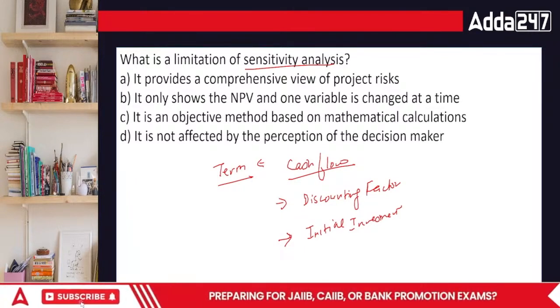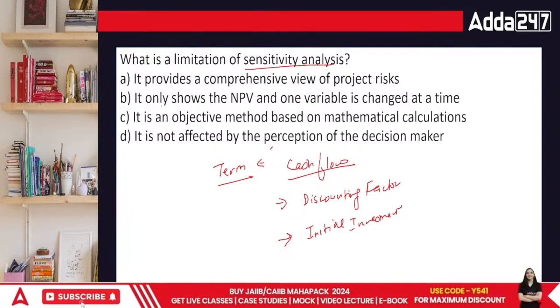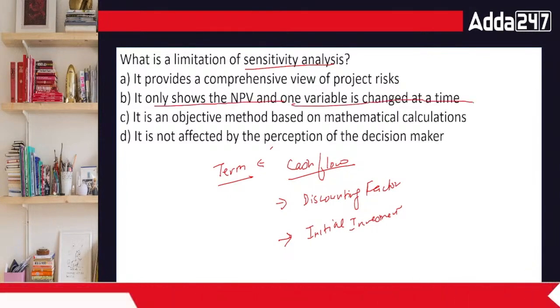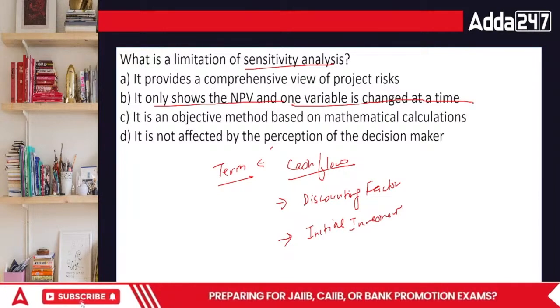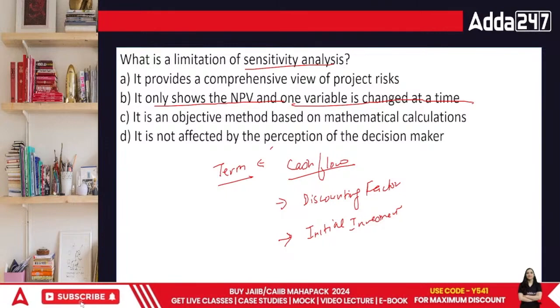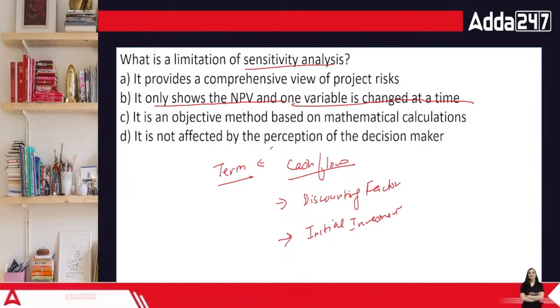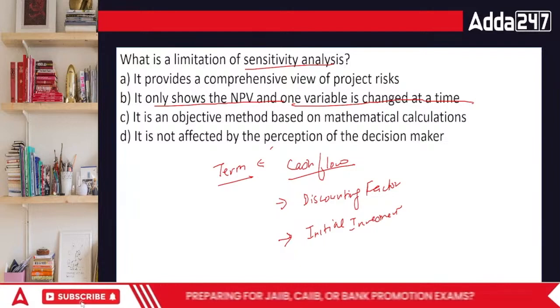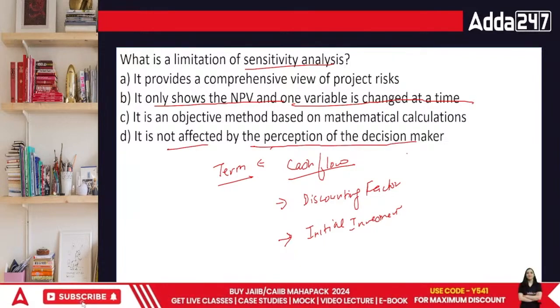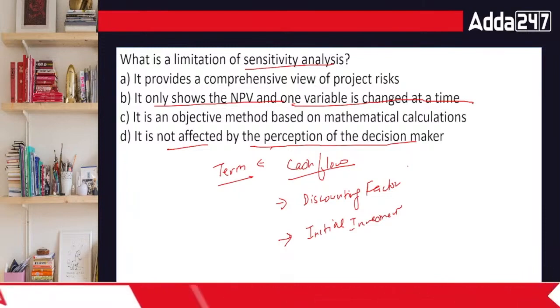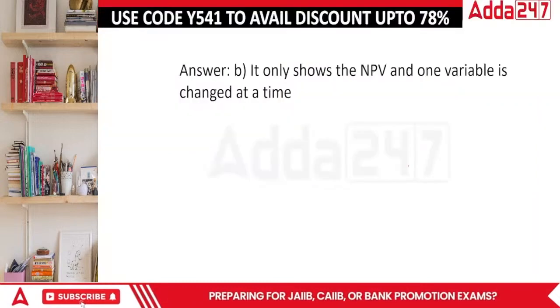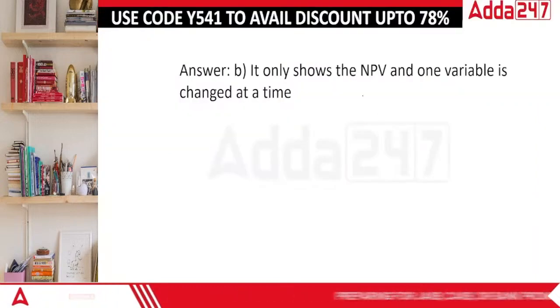So in this case, it provides a comprehensive view of the project risk. It only shows NPV and one variable in the change. Then comes, it is an objective method based on mathematical calculation. And then it is not affected by the perception of the decision maker. The answer in this question would be, it only shows NPV and one variable at a time.